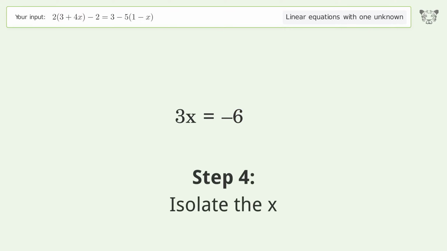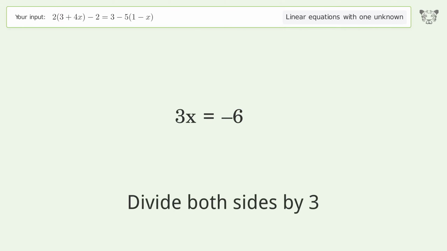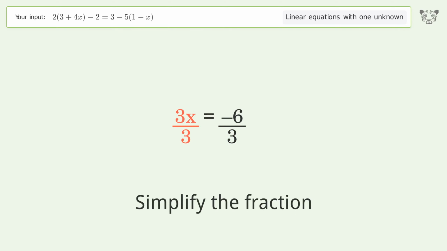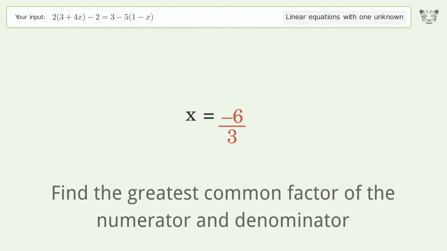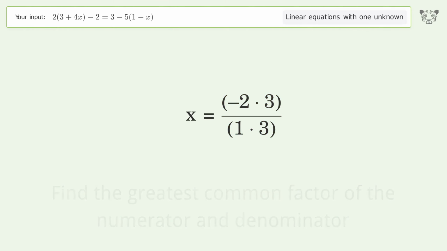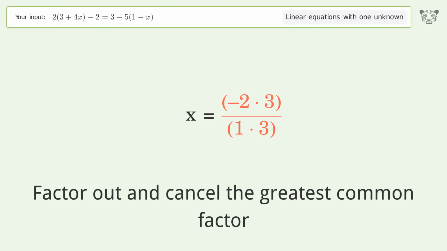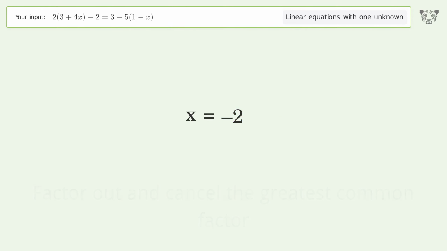Isolate the x. Divide both sides by 3. Simplify the fraction. Find the greatest common factor of the numerator and denominator. Factor out and cancel the greatest common factor. And so the final result is x equals -2.